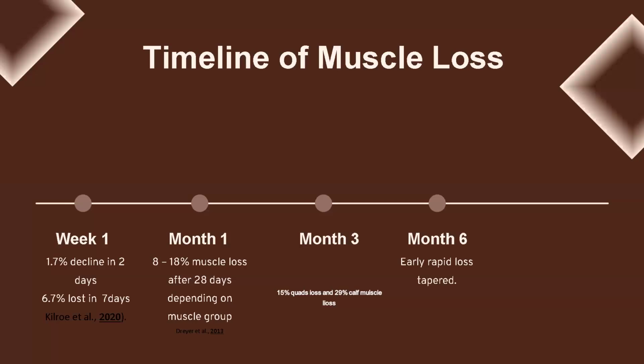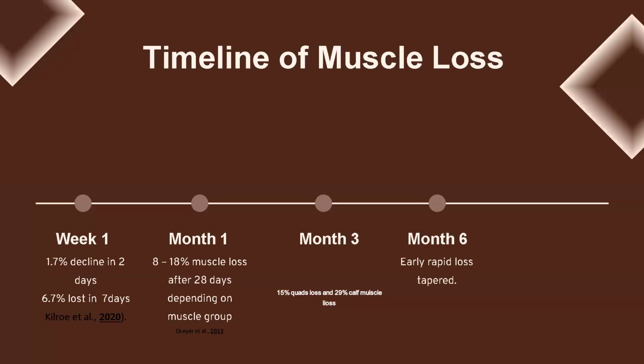And then patients who underwent total knee replacement surgeries experienced an 18.4% decline in quads muscles over 6 weeks. So this is within the 1 month period. This is equivalent to around 0.44% muscle loss per day, according to Dreyer et al., 2013. Another study observed 17% quadriceps reduction after 6 weeks of just casting. That is around 18% in 42 days.